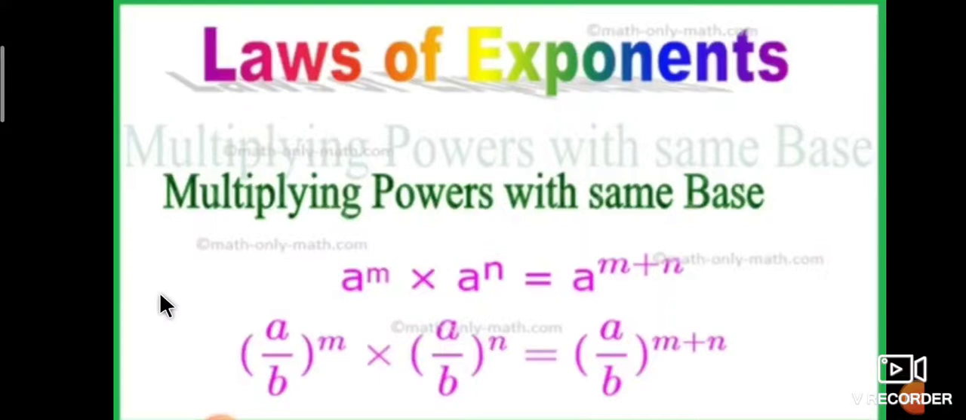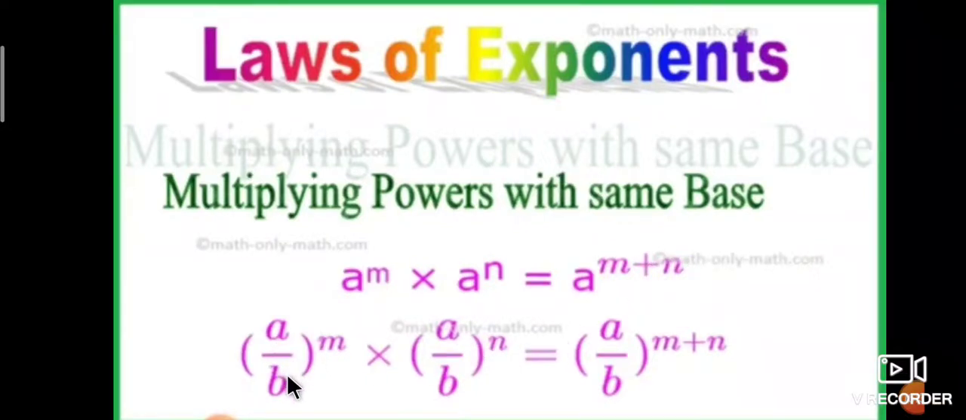Now let's start with laws of exponents, students. Laws of exponents: multiplying the powers with the same base. Therefore, a to the power of m into a to the power of n is equal to a to the power of m plus n.